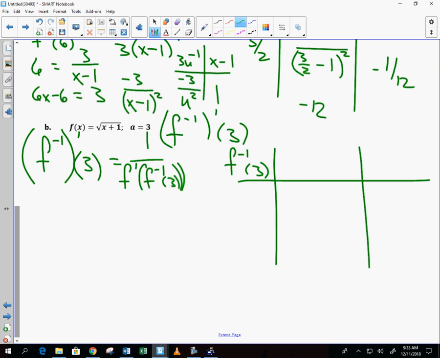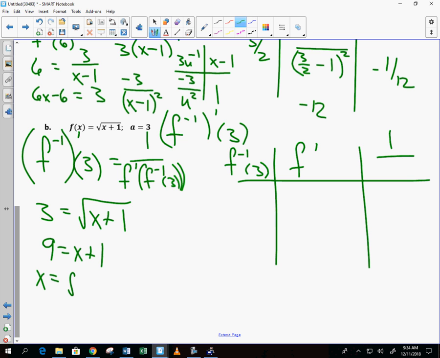Okay, f inverse of 3, what goes in the next box? f prime at whatever we come up here. And what do we do in the last one? 1 over. If you could just remember those 3 pieces, inverse, derivative, 1 over, then you're good to go. Does the 3 go in for the x or the y? The y. 3 equals root of x plus 1. What to do? Square it. And I get 9 equals x plus 1. x is? That was easy.